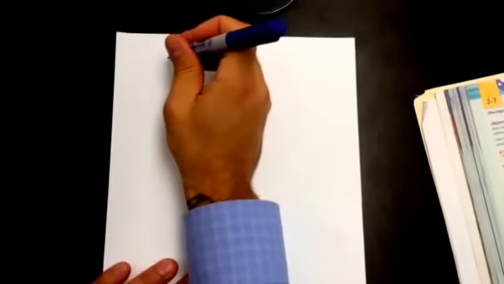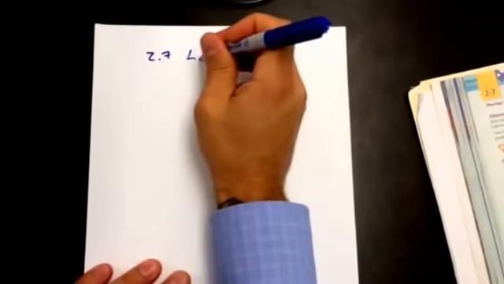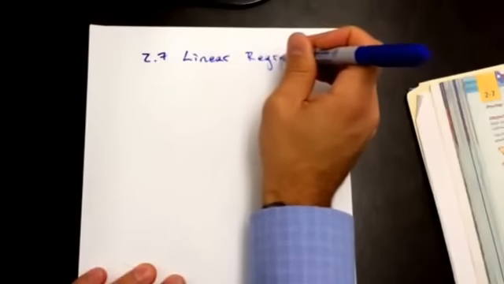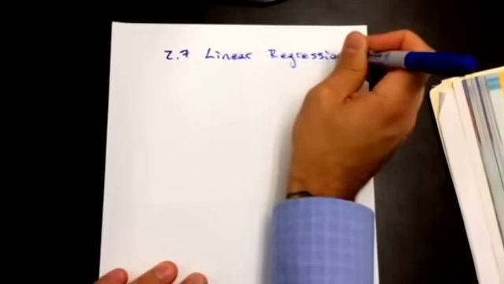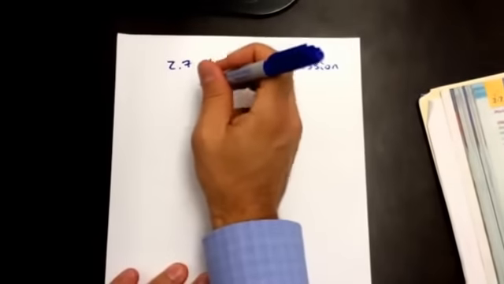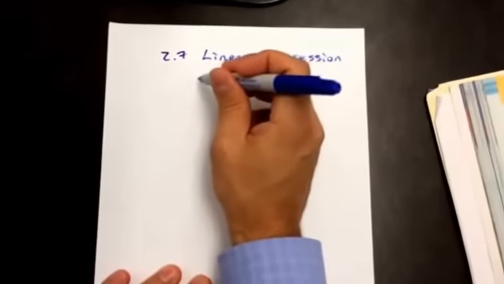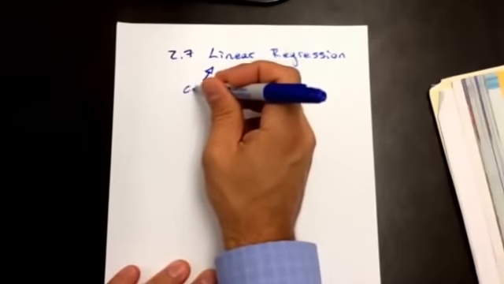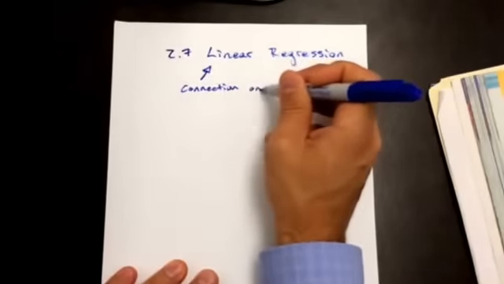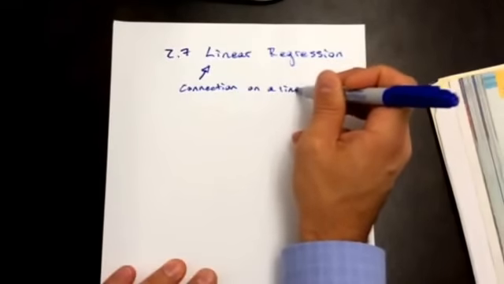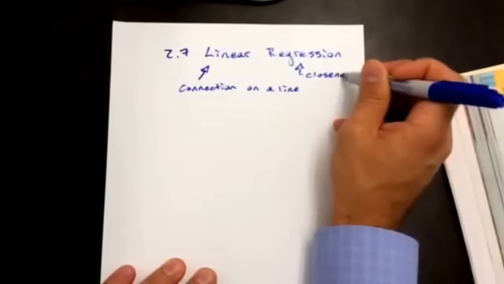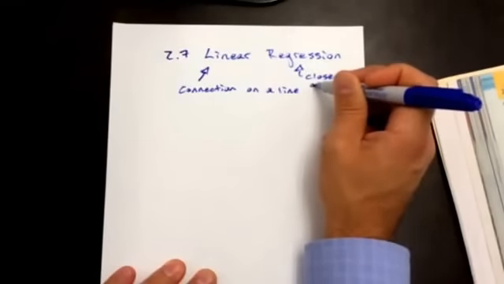All right, so this one, we're still in 2.7, but this is going to be a linear regression. I told you guys I always want to talk about what the words mean. So linear means line, right? So the connection on a line. And regression means closeness of the values.